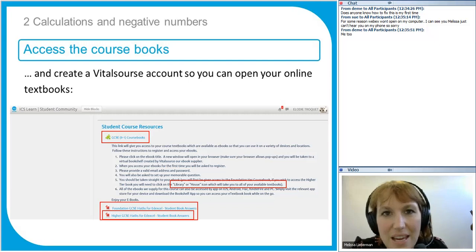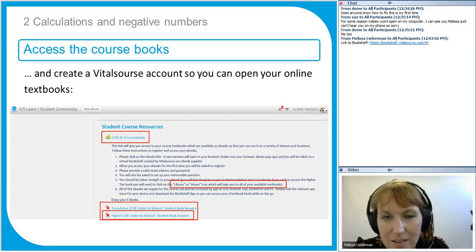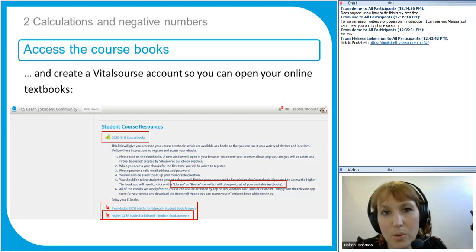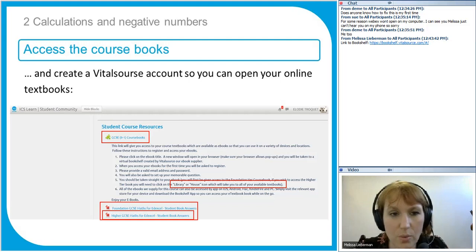If you save that to your favourites, you'll be able to go straight to the textbook bookshelf without logging into the ICS Learn Student Community first. So open that, and that way you will see both the higher and the foundation tier textbook. The books are virtually the same in a lot of areas, but the higher tier book will cover grade 6, 7, 8 and 9 topics that are not covered at foundation tier. So the higher tier book includes everything that's at foundation with some extra topics added in, and a lot of the exercises have got a few harder questions in.